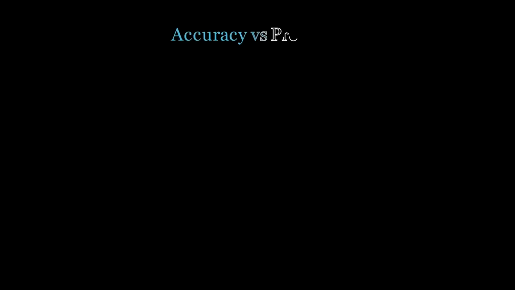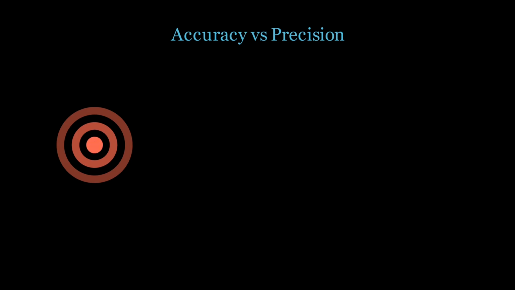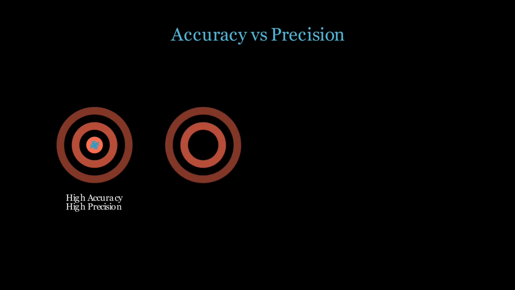Accuracy refers to how close a measurement is to the true or accepted value. Precision, on the other hand, refers to how consistently a set of measurements agree with each other, regardless of whether they are correct. A measurement could have both high accuracy and high precision when the true value is reached consistently, like hitting several darts close to the target.